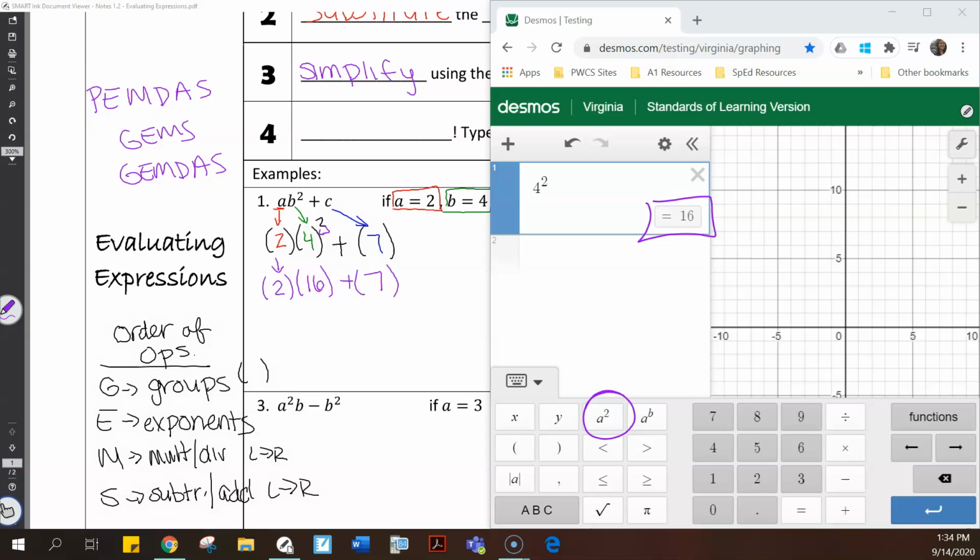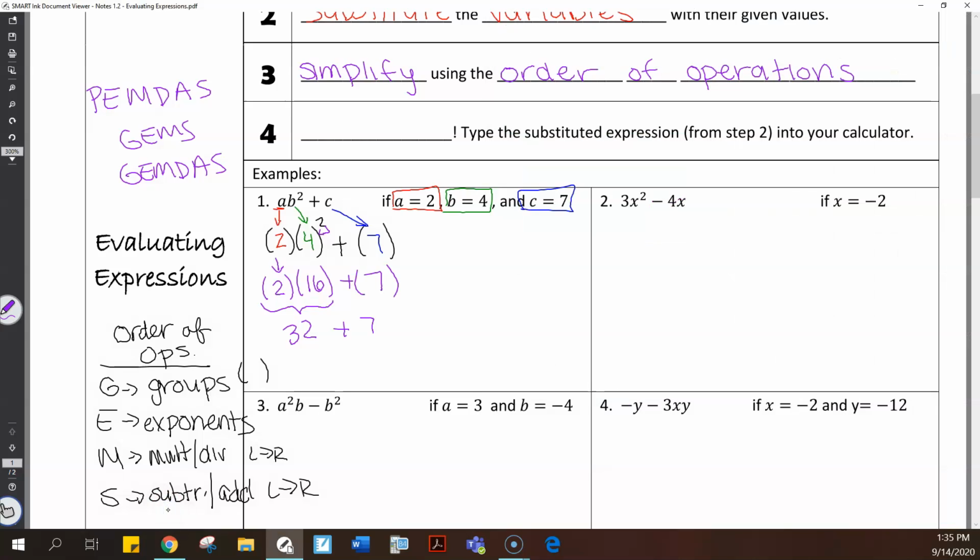Okay. Now I'm going to multiply or divide from left to right. So the first thing I have is my multiplication of 2 times 16, which is 32. Plus 7 is going to come down. And then I add or subtract. In this case, I'm going to add 32 plus 7 equals 39.